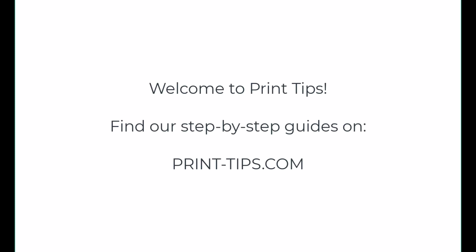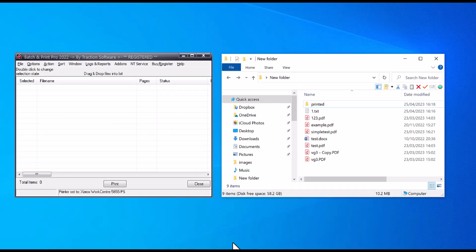So today I'm going to show you how to get a list of files in a folder and print them. So first of all, you need to install Batch and Print Pro. The link to the download is in the description of this video.